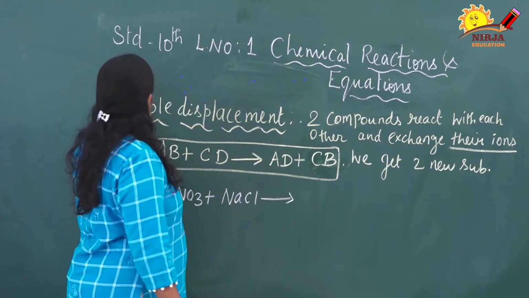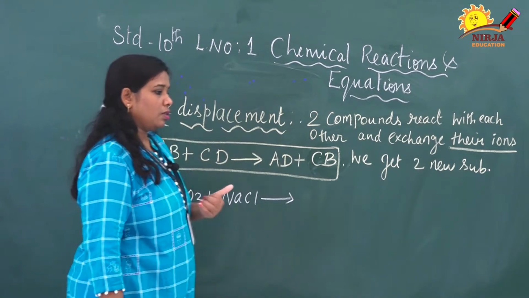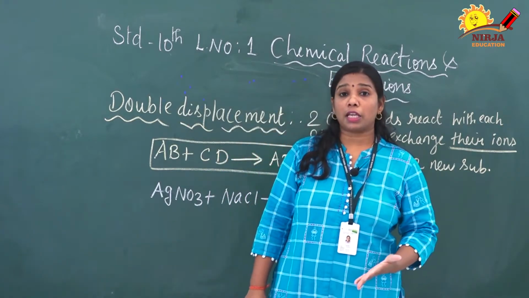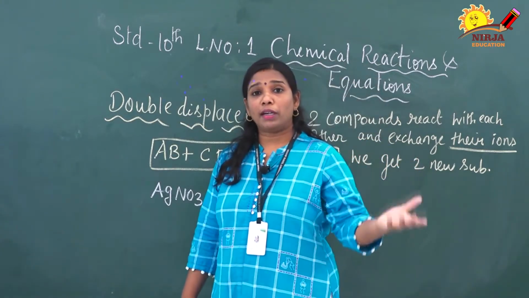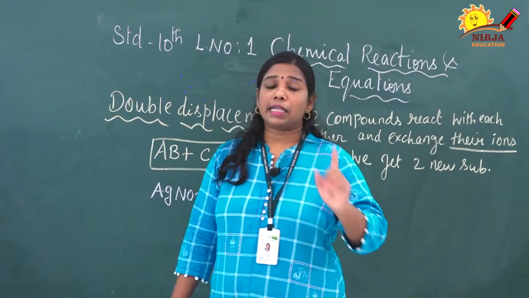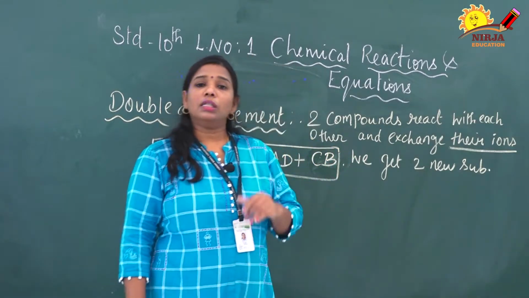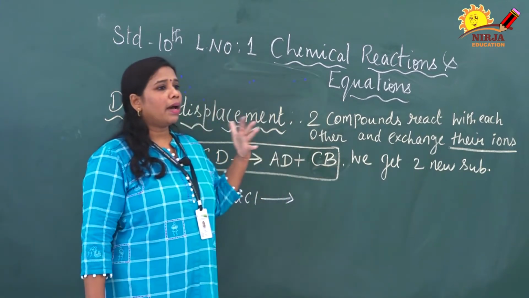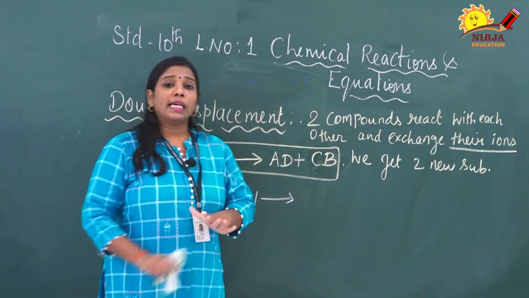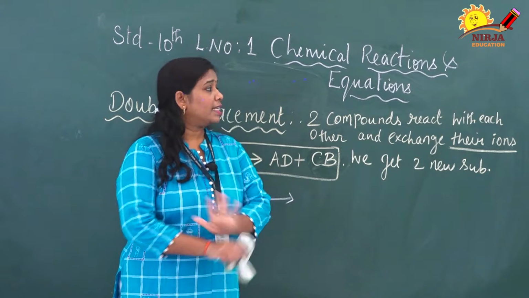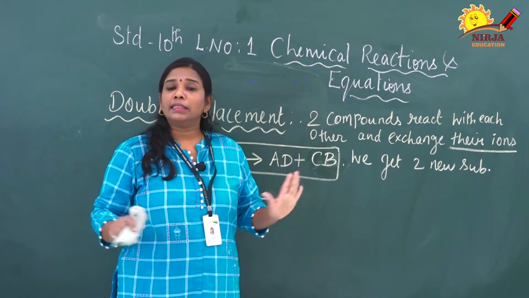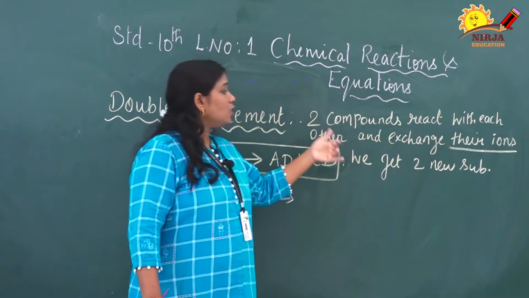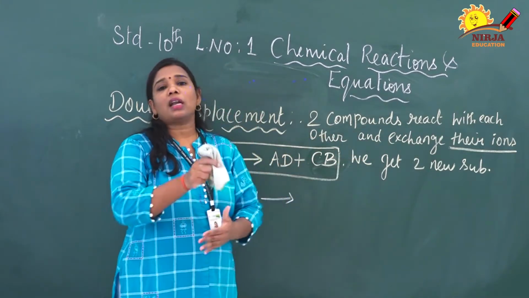Now, double displacement reaction. In the previous video we discussed single displacement reaction, which means a more reactive metal displaces a less reactive metal. That is called single displacement. Now, what is meant by double displacement? Here, the displacement of a less reactive metal by a more reactive metal does not happen. Instead, two compounds react with each other and exchange their ions.